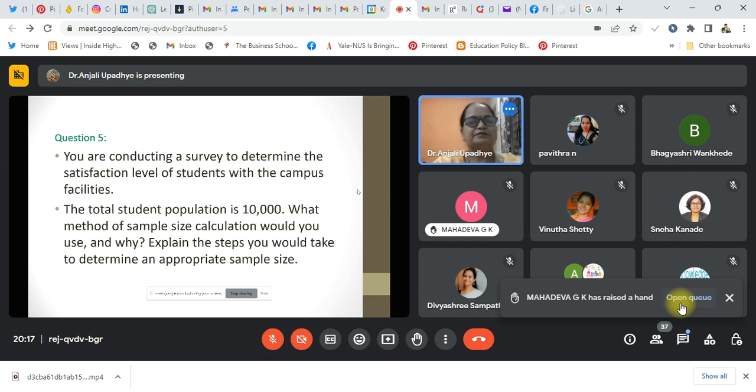Question number 5. You are conducting a survey to determine the satisfaction level of students with the campus facilities.